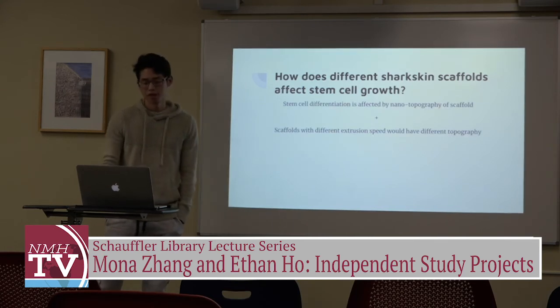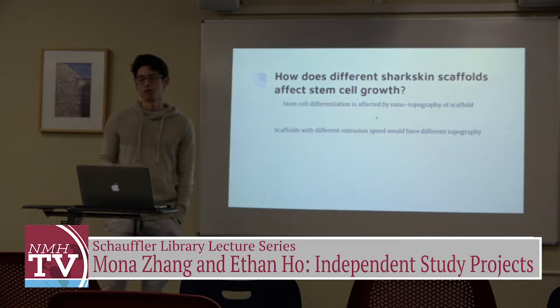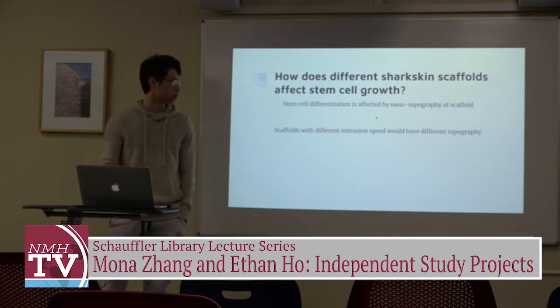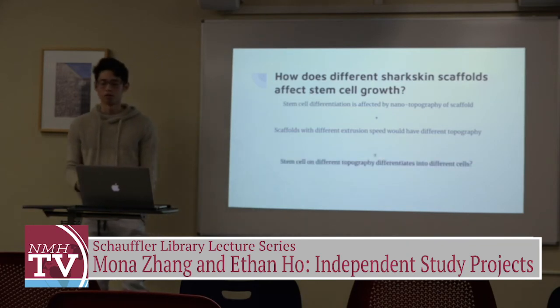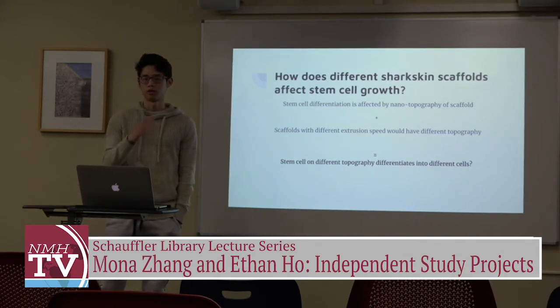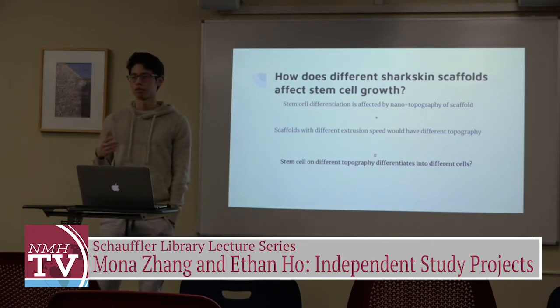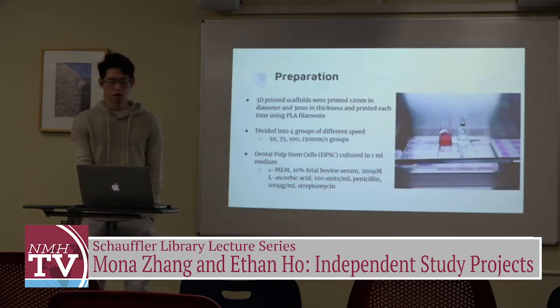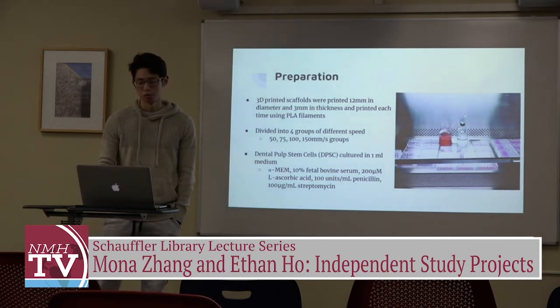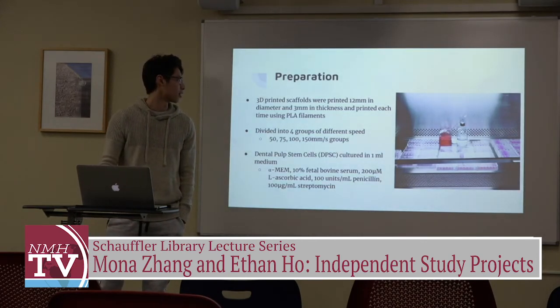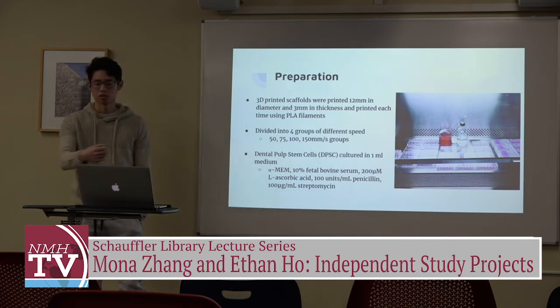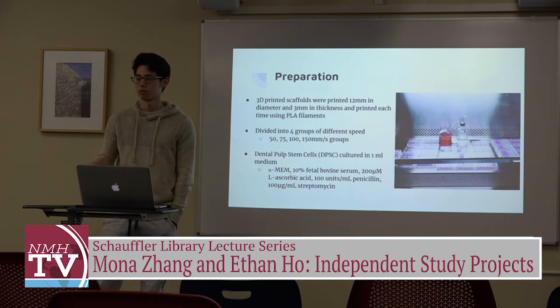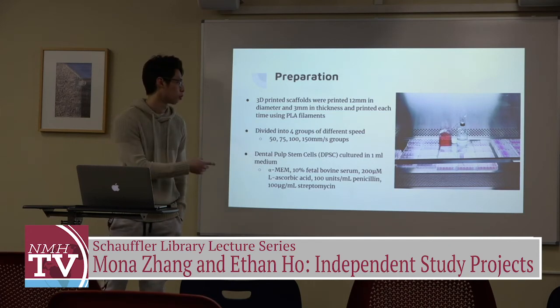By logic, stem cell differentiation is affected by this topography, and these different extrusion speeds provide different topography. So I hypothesized that stem cells on different topography would differentiate into different kinds of cells, or at least cells with distinctive features. I'm just going to blow through this, it's not that important, but basically we print out the small disks of scaffolds and then we plate the cells on them, and it's divided into four groups with different speeds.